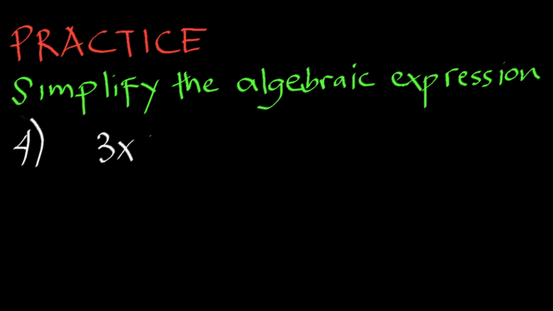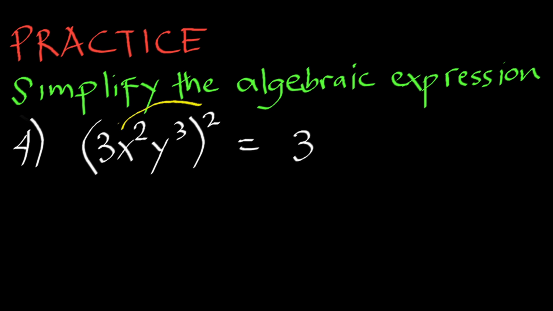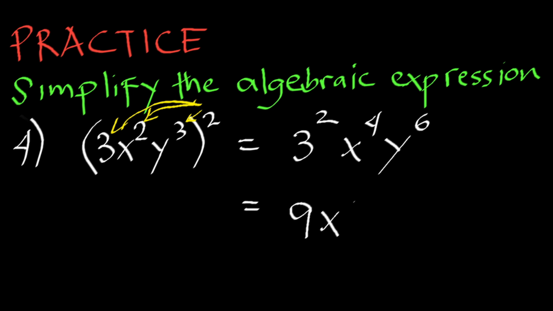Next example natin ay isang monomial na nire-raise sa 2. So we have 3x squared, y cubed, quantity raised to 2 or quantity squared. So i-multiply lang natin yung 2 mula sa labas sa lahat ng exponents na nasa loob. So we have 3 squared, and then we have x to the 4th, and then lastly we have y raised to 3 times 2, which is y raised to 6. So, ang answer natin ay 9x to the 4th, y to the 6.